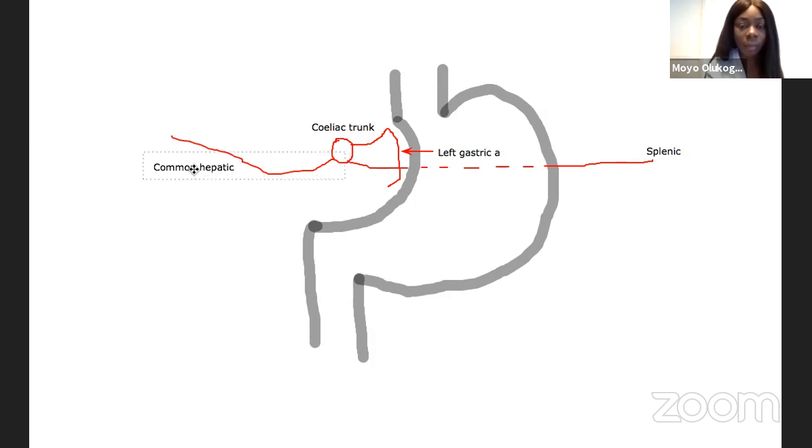So just to recap, we've got the left gastric, the splenic, and the common hepatic. Coming off the common hepatic, one of the first branches is the right gastric artery. So this supplies the rest of the lesser curvature.